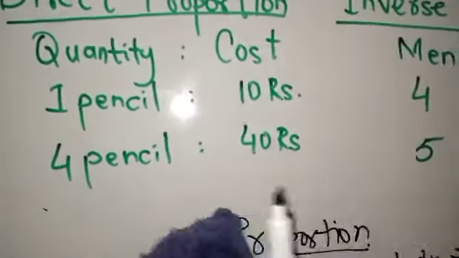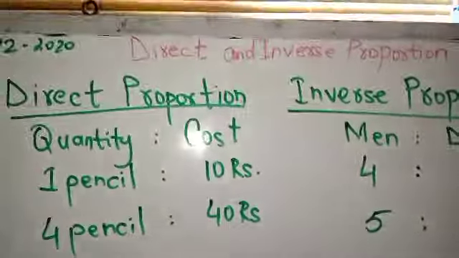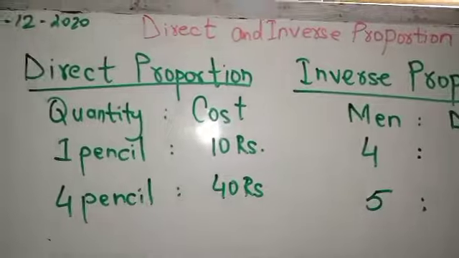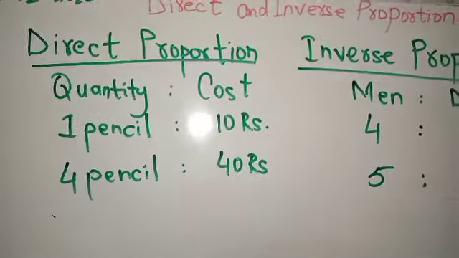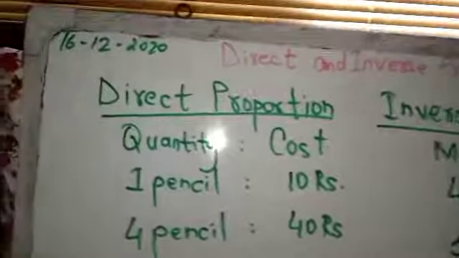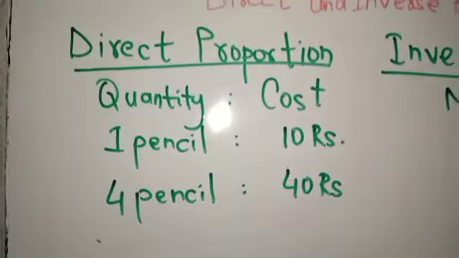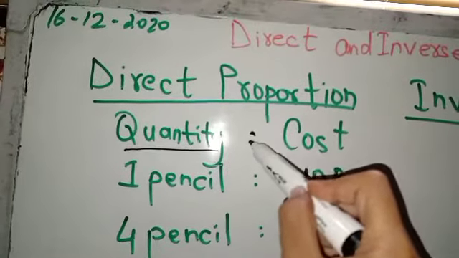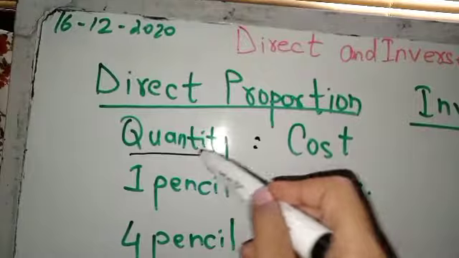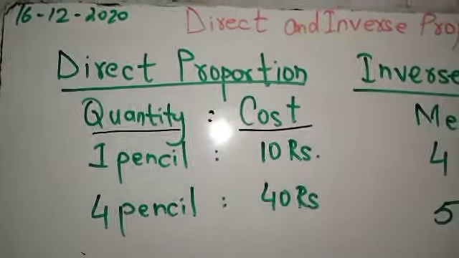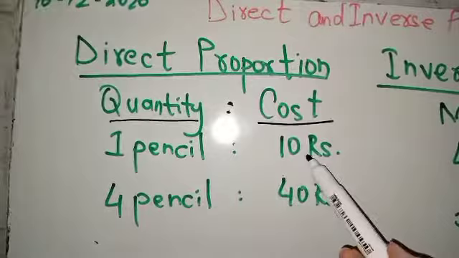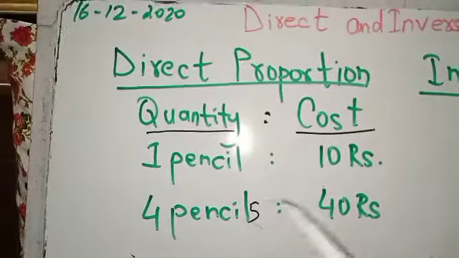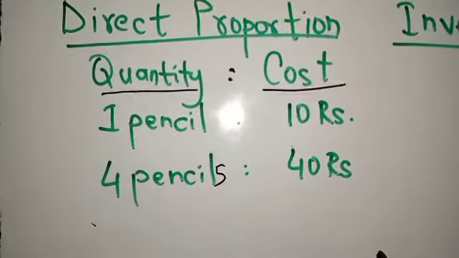Now we are coming back to our own topic, which is direct proportion and inverse proportion. I know you have already studied this topic in class 6. We are reviewing it and we will move ahead in class 7. So let's look first at direct proportion. You can see that here I have written quantity and cost, with the two dots, which we read as "is to", and they are in ratio. Quantity is to cost: one pencil costs 10 rupees. When I increase the quantity to 4 pencils, they cost 40 rupees.